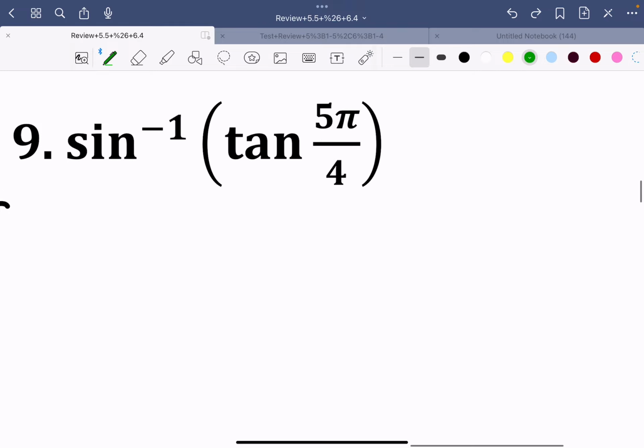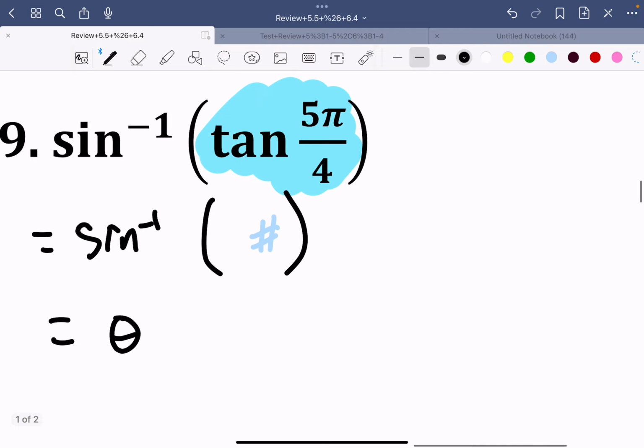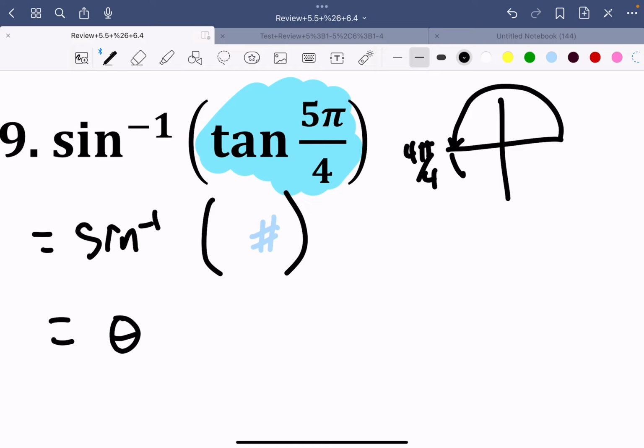So I'm going to take the tangent of 5 pi over 4. Let's do it. So the tangent of 5 pi over 4 is going to give us some number. We're going to do that first, and then we're going to take the sine inverse of that to get back to an angle. So first off, I take the tangent of 5 pi over 4. So if I look here, if I go all the way to here, this is 4 pi over 4. So I go one more, and I'm right here.